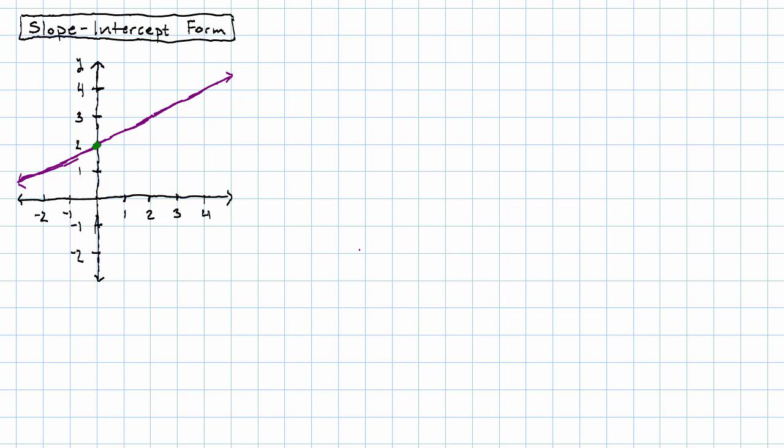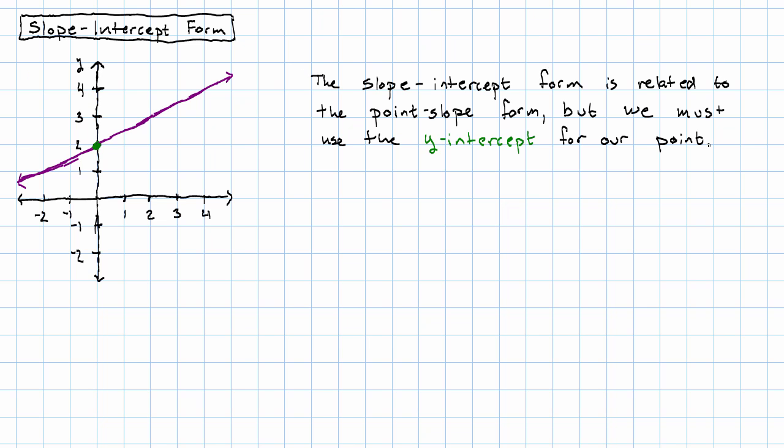The last form of a line is a form that we've actually met before. It's the so-called slope-intercept form. Let me draw a line, and we'll see if we can't come up with its equation in slope-intercept form. So here's a line, and notice that I've specially marked the y-intercept. There's a reason for that. The slope-intercept form is closely related to the point-slope form, but we have to use the y-intercept for our point.